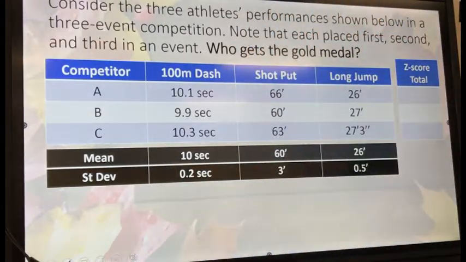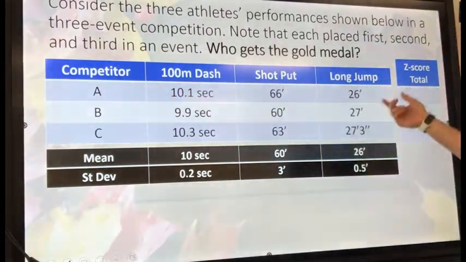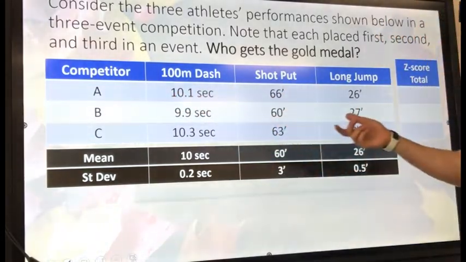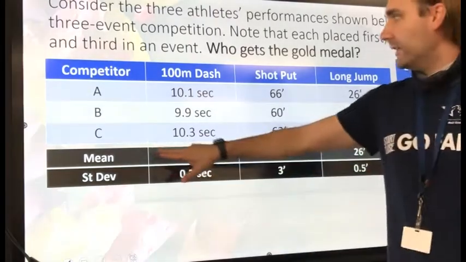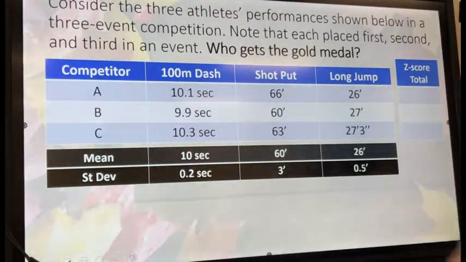Last but not least, consider 3 athletes' performances shown below in a 3-event competition. Note that each placed first, second, and third in an event. Who gets the gold medal? So here's competitor A's scores, B's, and C's. It gives me the mean of each of these events and their standard deviation.